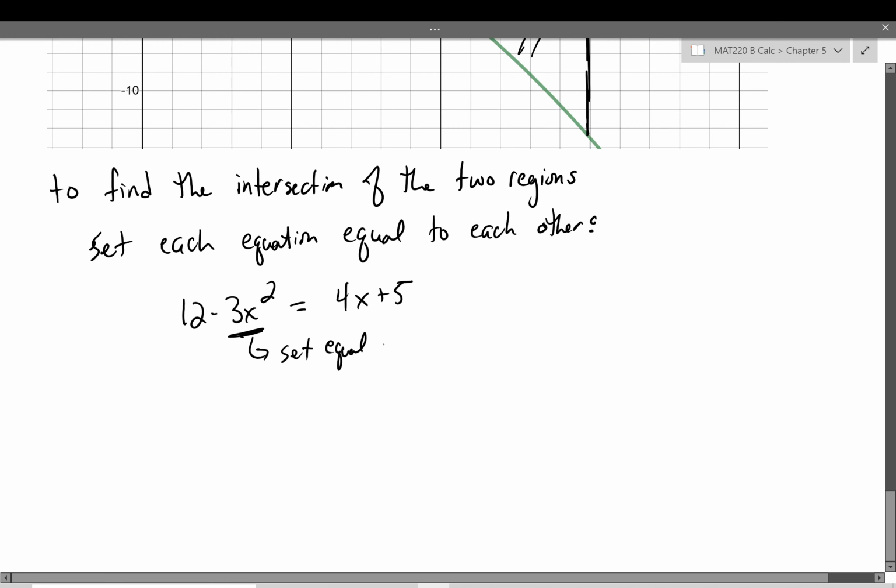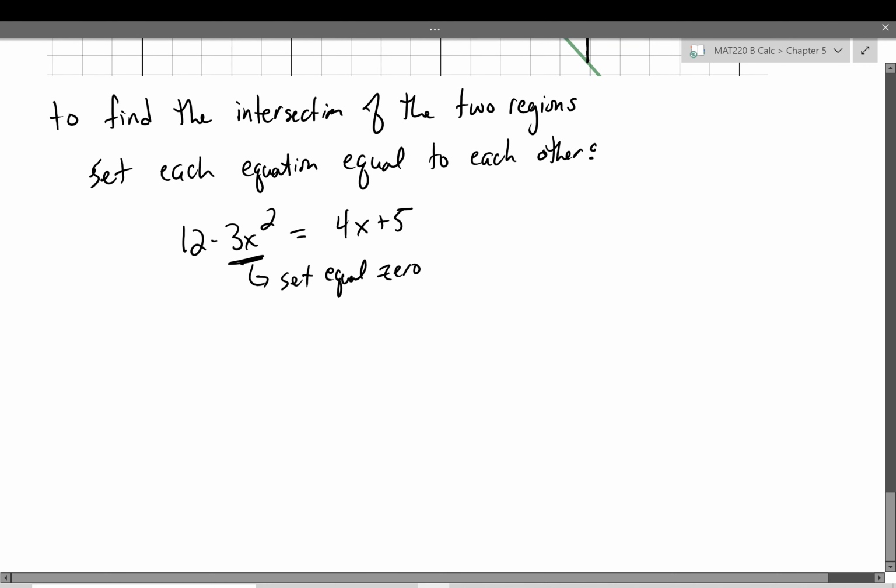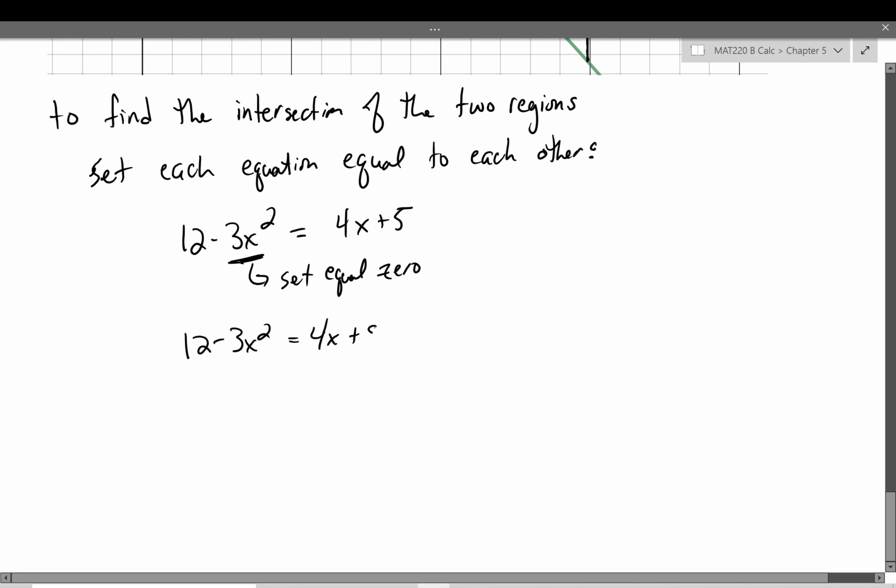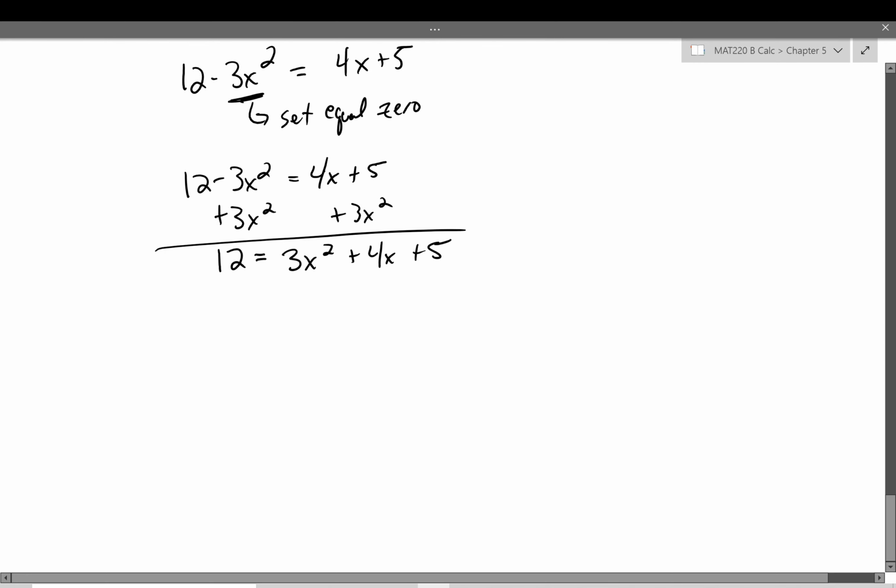let's set this equal to 0, because I can't factor, I can't use the quadratic formula, I can't complete the square until the equation is set equal to 0 first. So let me just rewrite the equation here. All right, and what I'm going to do is add 3x squared to both sides. That gives me 12 equals 3x squared plus 4x plus 5. And then I'm going to subtract 12 from everything to give me 0 equals 3x squared plus 4x minus 7.